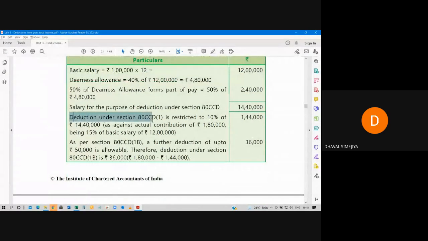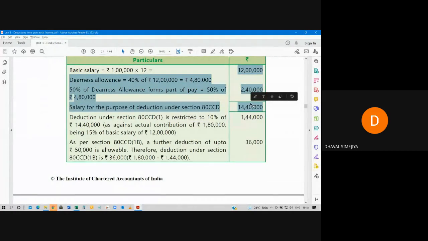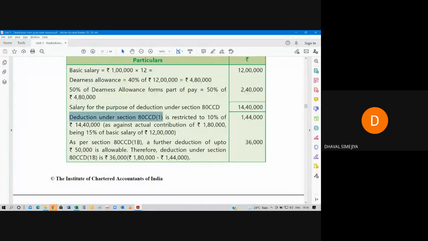Deduction under section 80CCD. Look, here is what we have calculated in the Excel sheet. But you have to write down everything: basic salary 1 lakh multiplied by 12, DA allowance 40% of 12 lakh, but forming part of retirement benefit, that is 50%. So 12 lakh 40,000. Now, deduction under section 80CCD subsection 1 is restricted to 10% of 14 lakh 40,000 rupees. So actual contribution is 1,80,000, but we will allow 1,44,000 rupees only.